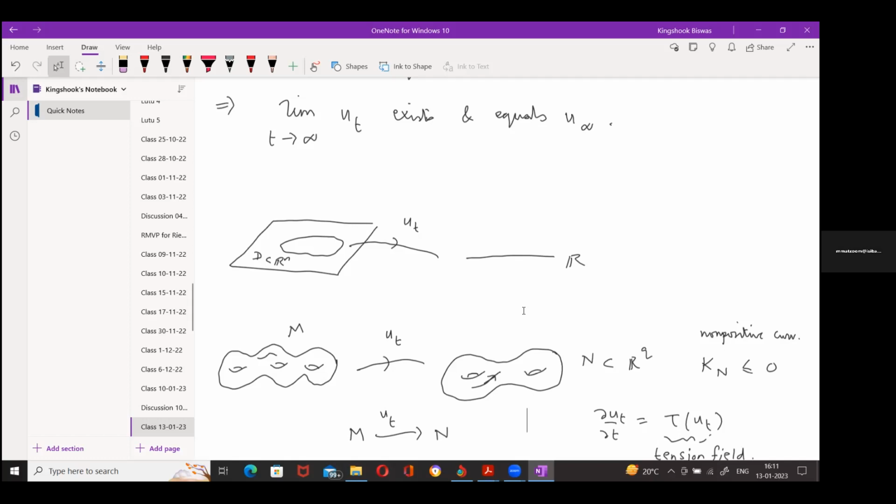Before that, we have to do a lot of background material. So that will take most of the course. And then the last part, we'll do the heat flow. We'll talk about the harmonic map heat flow.